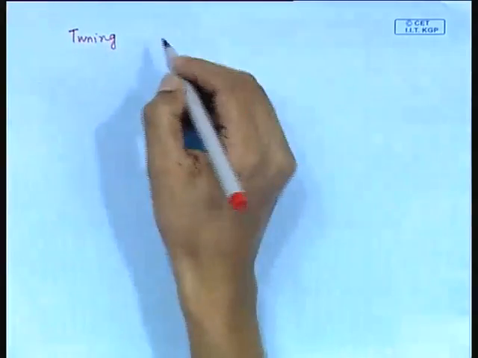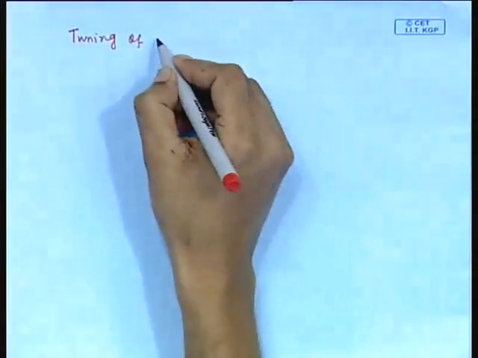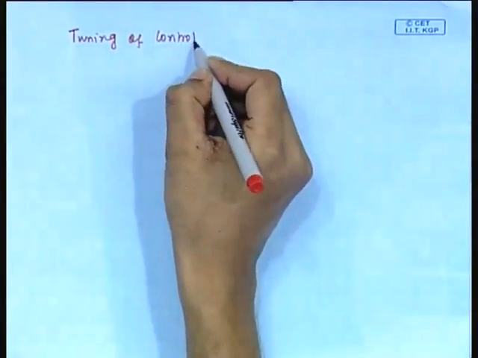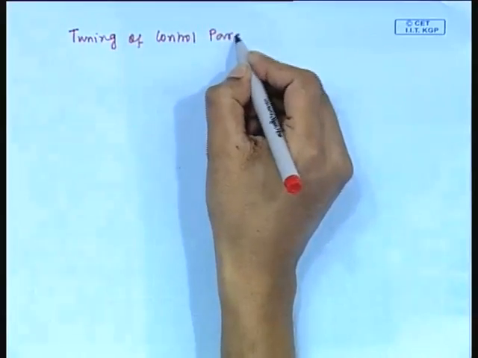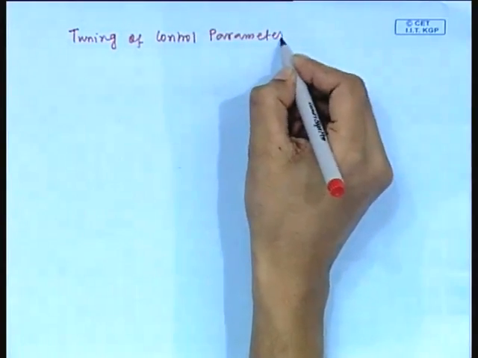So, we will start today with the topic tuning of control parameters. We have discussed earlier three different control schemes: P only controller, PI controller and PID controller.